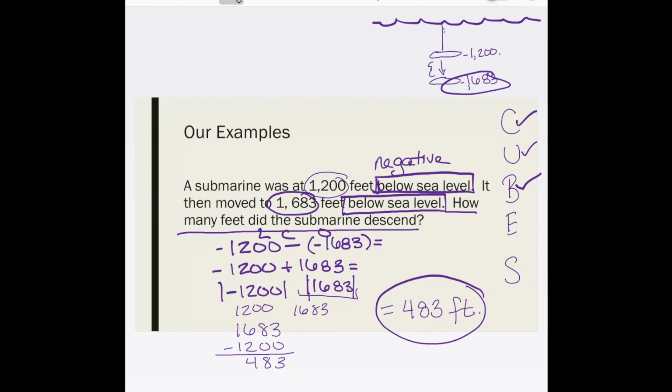And this is really, really important because it's not asking me its depth. It's asking me how many feet did the submarine descend? And this goes all the way back to what we talked about with absolute value. Distance is never negative. So even though it was traveling under sea level, the distance is still a positive number. It's 483 feet. Take a second, make notes where you need to make notes, and we're going to do another example together.